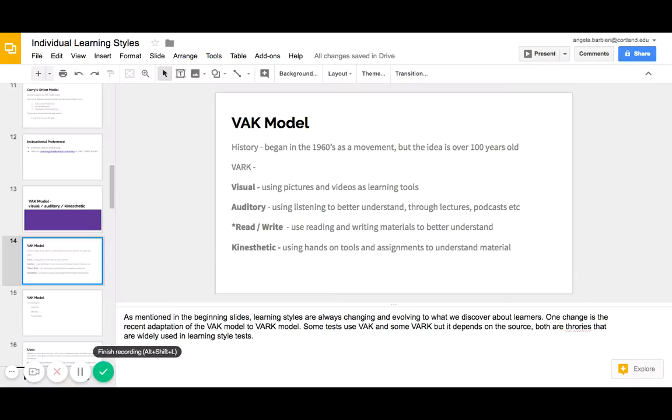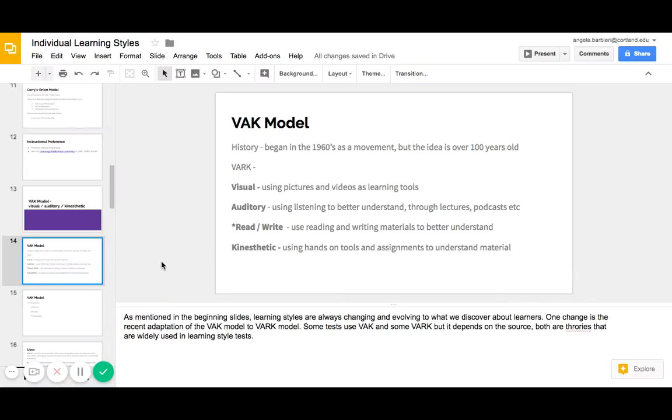I'm going to skip read and write for a minute and go to kinesthetic because visual, auditory, and kinesthetic is the original VAC model. So we'll go over kinesthetic, which is using hands-on tools and assignments to understand material. So this means in math class providing blocks for counting, or in social studies providing a physical globe that students can look at. And this really helps in the library because we can hand students physical books that they can page through, and sometimes even just that can satisfy their kinesthetic needs.